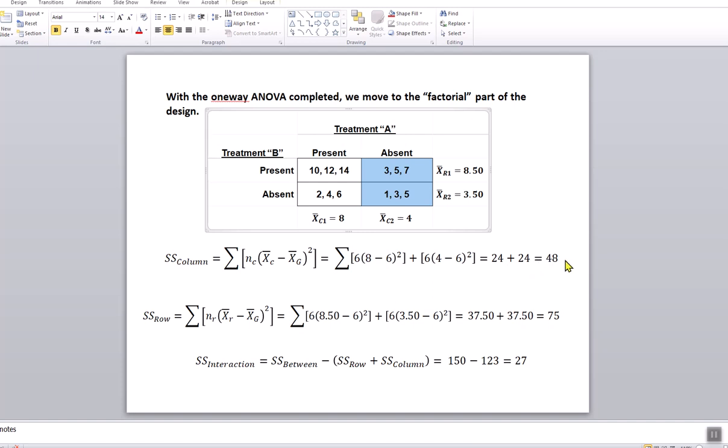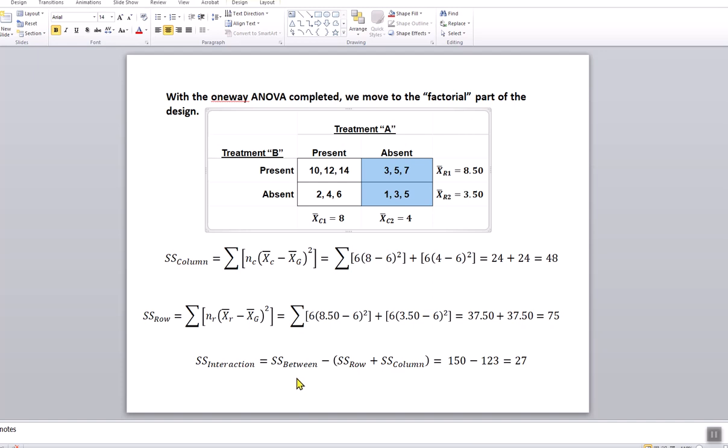So the sum of squares for the columns is 48, and that's going to go directly into our summary table. And then I do the same type of computation down here. I will not walk through this one, but you can see the computation. That comes out to be 75. And then the interaction is what's left over from the between groups after you remove the other 2.